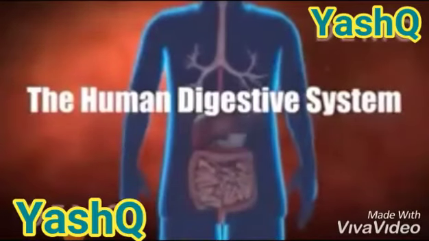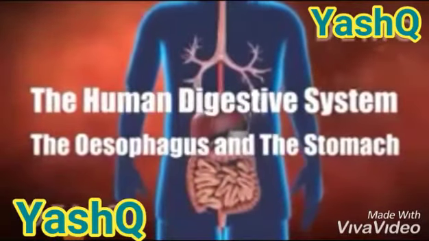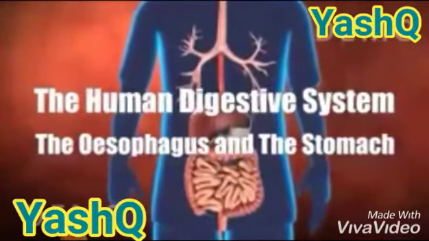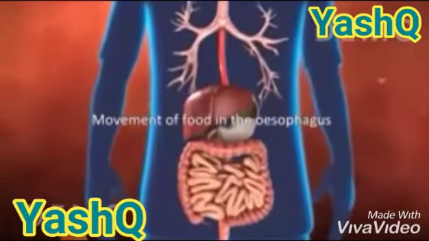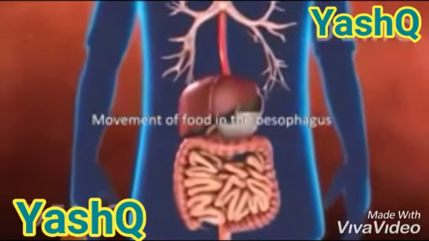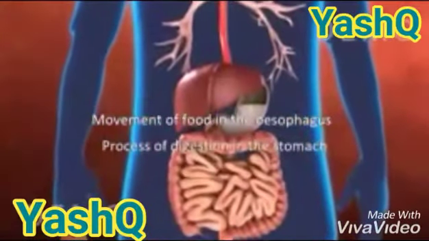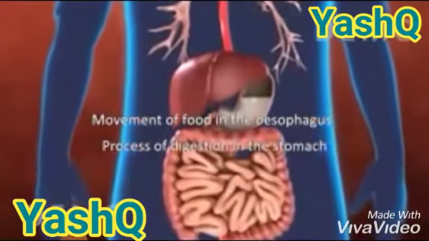The human digestive system, the esophagus, and the stomach. Objectives: to explain the movement of food in the esophagus, to describe the process of digestion in the stomach.